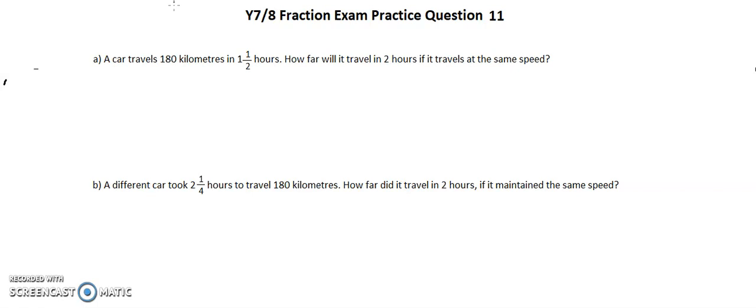So the first thing we need to think about is when we are dividing, we always find out the amount per unit. So I'm going to go 180 and I'm dividing it by 1.5. And that will tell me how much you travel per hour.